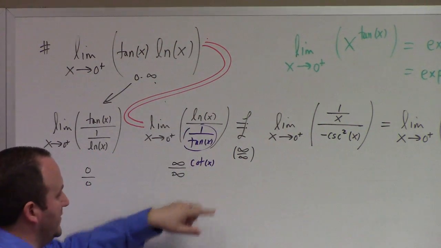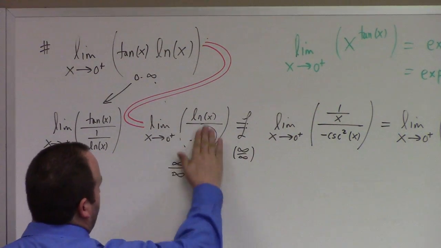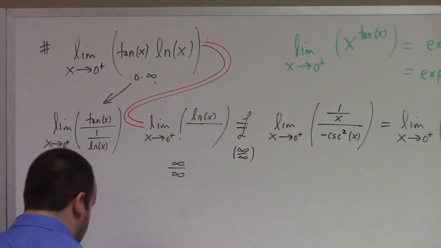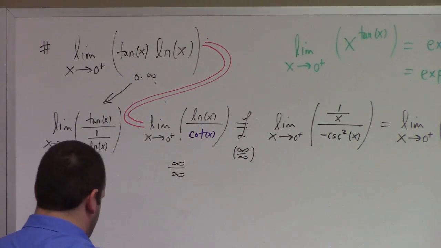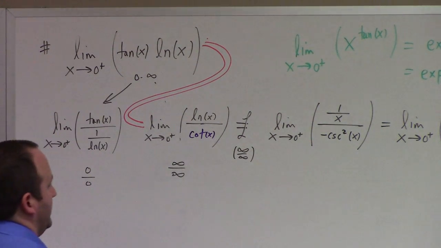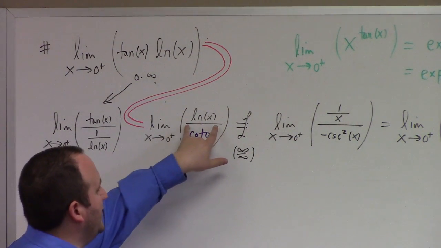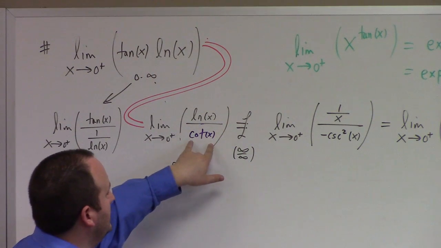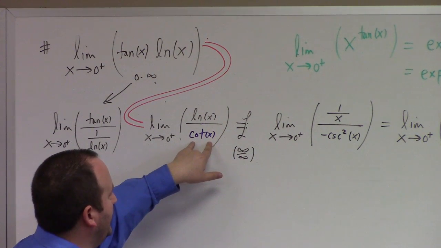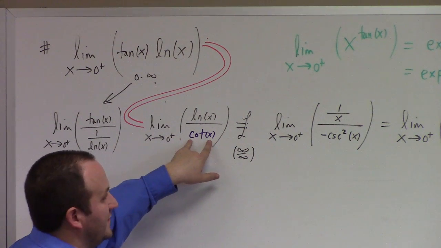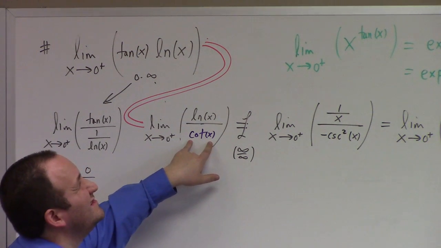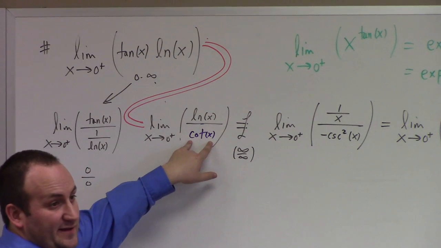Now, let me just clean this up. So cotangent. All right, so that's infinity over infinity. See, log of a very small positive number is minus infinity. Cotangent of a very small positive number is also, I think it's plus infinity, if I remember right. Yeah. It doesn't really matter, guys.